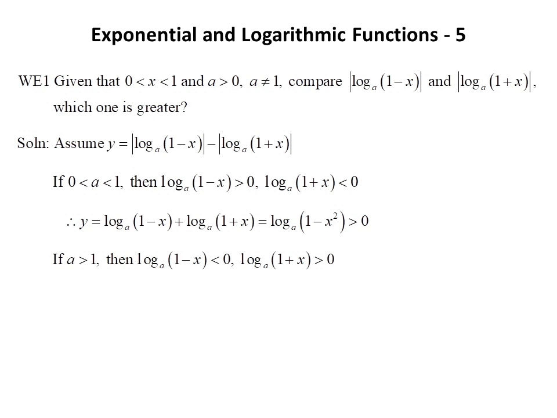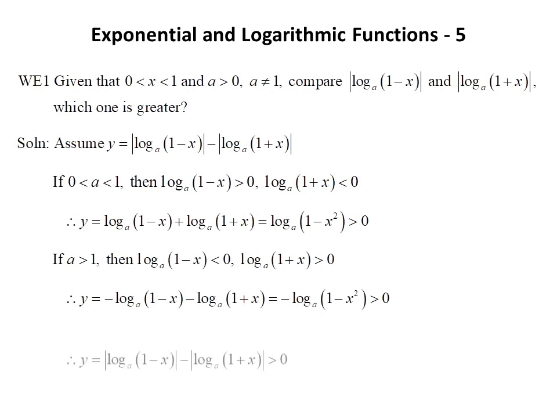When a is greater than 1, logarithm base a of 1 minus x is less than 0, while logarithm base a of 1 plus x is greater than 0. Hence, in this case, y equals negative logarithm base a of 1 minus x minus logarithm base a of 1 plus x, which equals negative logarithm base a of (1 minus x squared), which is greater than 0. We may conclude from the above that y is greater than 0 under both circumstances: a is between 0 and 1, as well as a is greater than 1.